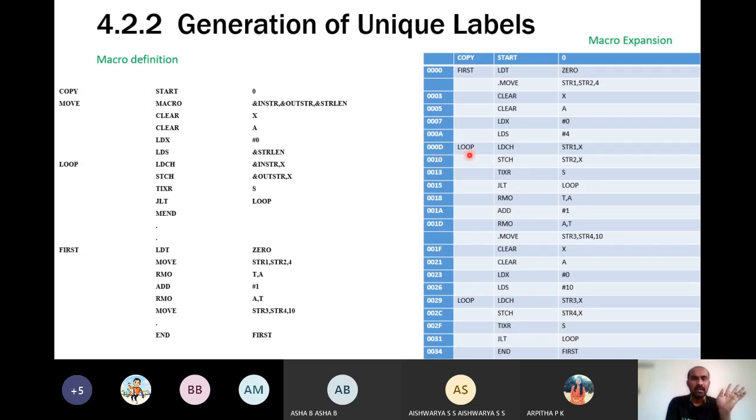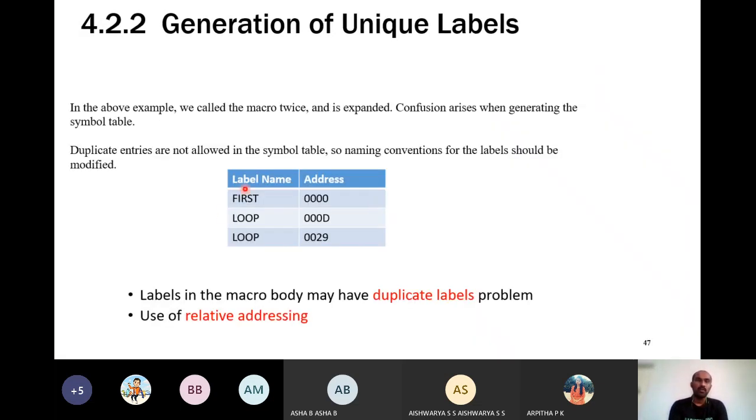No problem. But when you keep assigning the addresses continuously, when you reach this instruction, you understand there is one more symbol. I repeat, there is one more symbol. You got the same name, loop, with a different address. Now here is the point. I hope you remember, you cannot have symbols with the same names in the symbol table.